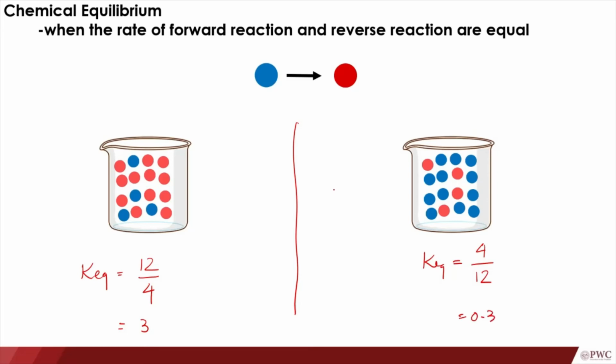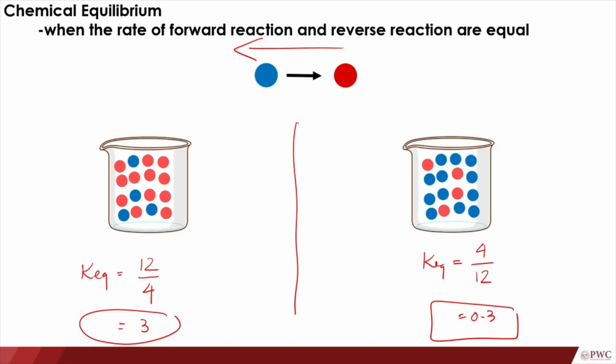As you observe here, when KEQ is greater than 1, it favors the forward reaction. It means that there are more products compared to the reactants in this case. And then in this case, the KEQ is less than 1. When the KEQ is less than 1, it means that the reaction favors the reverse reaction, because as you see here, there are more reactants compared to the products.